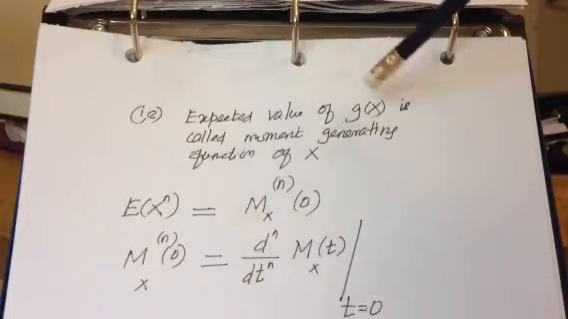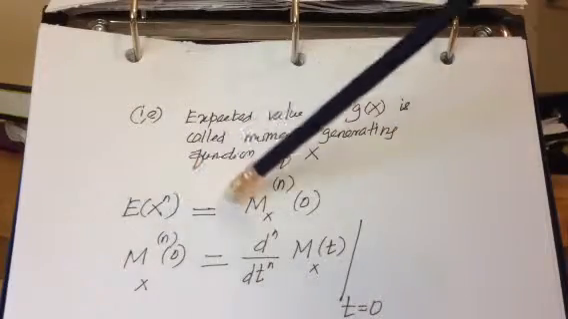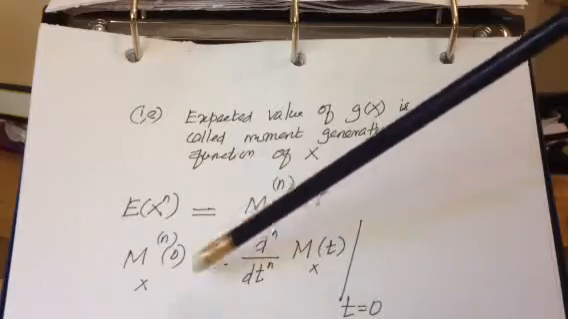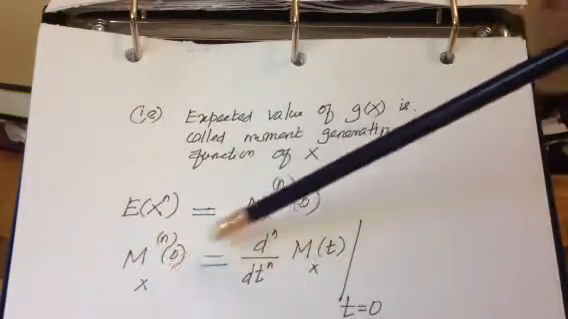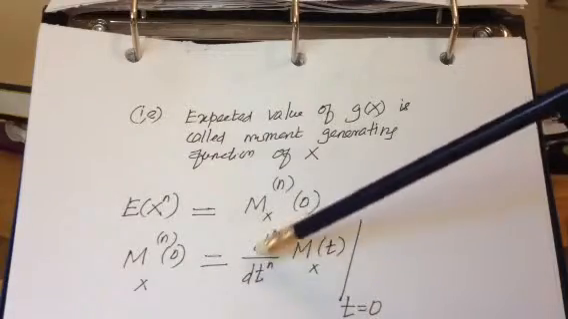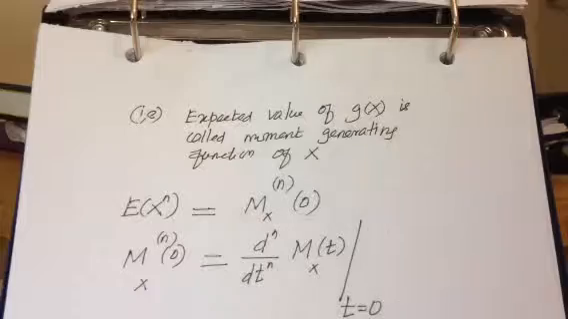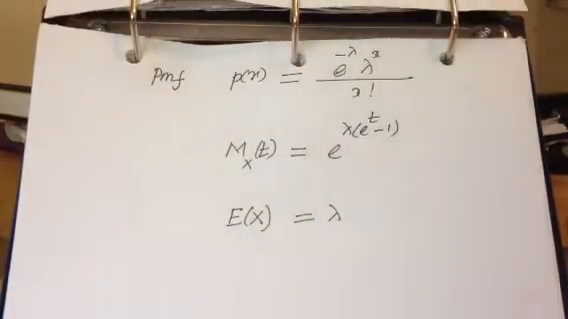The expected value of g of x is called the moment generating function of x. E of x power n is equal to the nth derivative of Mx at 0. That is, the nth derivative of Mx at 0 is nothing but d n by dt power n of Mx of t at t equal to 0. I'm going to move on to my next slide.